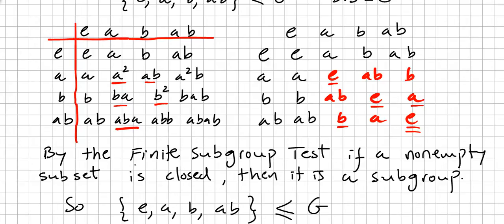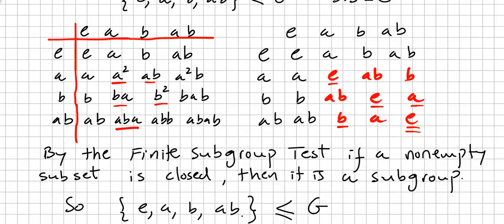And now using the finite subgroup test: by the finite subgroup test, if a non-empty subset is closed, then it is a subgroup. Please check if I made a video for this finite subgroup test. If I didn't, I can make a video with a proof for this. So we proved through the Cayley table that this subset is closed under the same operation as G. So this set with four elements, with order 4, is a subgroup of G.